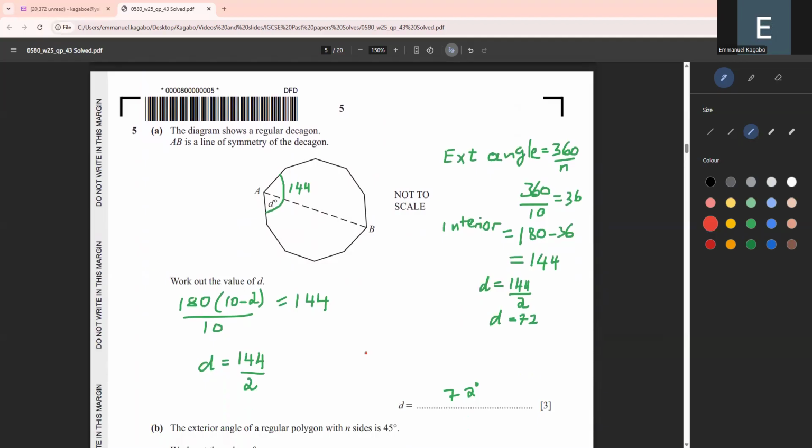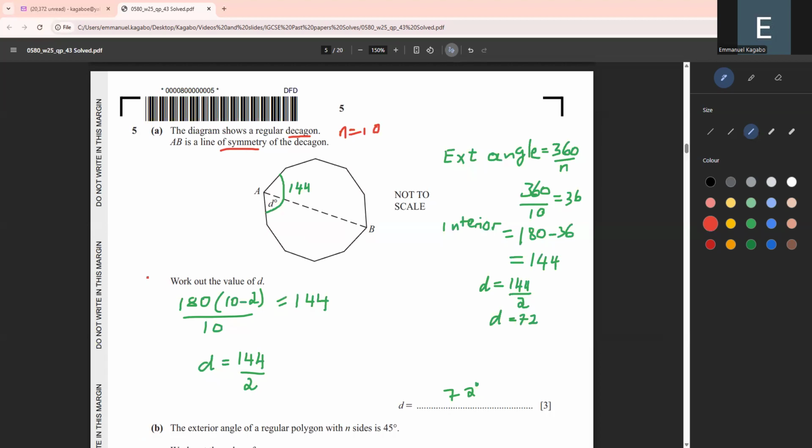The question here is about a decagon. Decagon means it's a polygon with 10 sides. That's the first thing you have to see in the exam. Then they also said the line AB is a line of symmetry of a decagon. So meaning this line is dividing our angle equally, okay?